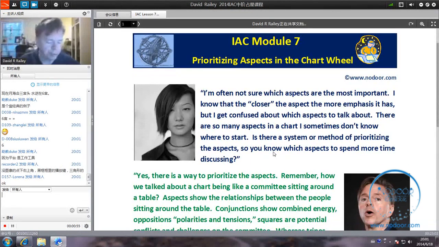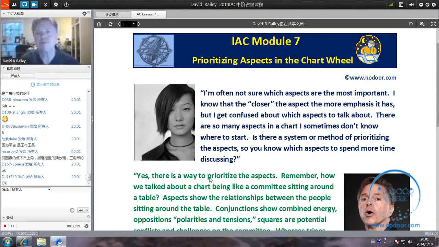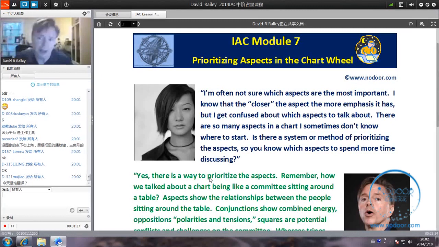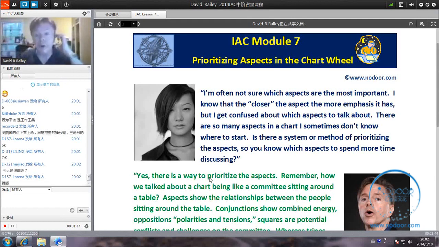However, we're going to deal with something that I think is always an issue, which is how to prioritize the aspects. Our Noder girl, she always asks good questions, and she's asking which aspects are the most important. She says she knows that the closer the aspect is, the more emphasis it has, but she gets confused about which aspects to talk about. Since there's so many aspects in a chart, she doesn't even know where to start. She wants to know, is there a system or method for prioritizing the aspects so you know which aspects to spend more time talking about?